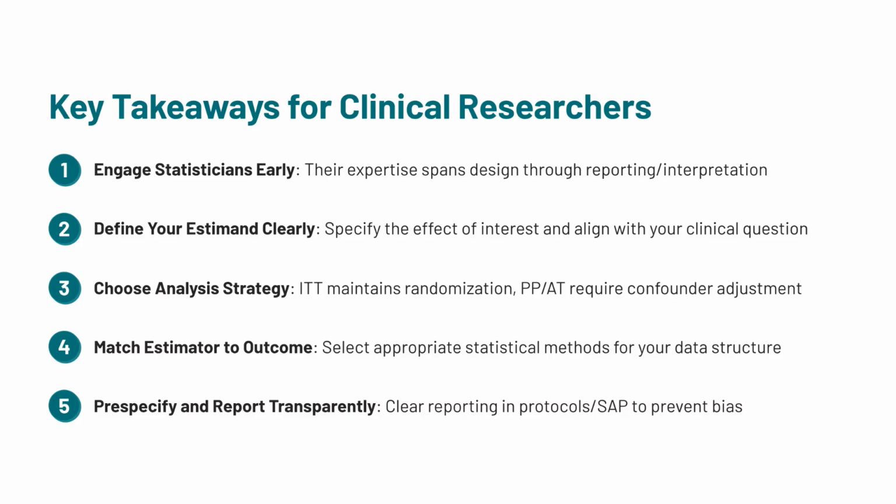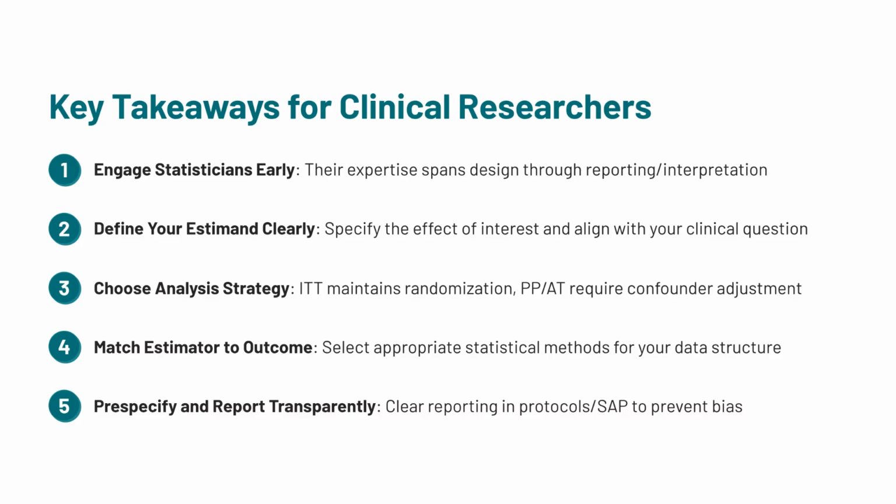3. Choose an appropriate analysis strategy. ITT analyses estimate the effect of assignment and maintain randomization. Per-protocol analyses estimate the effect among adherent participants but require adjustment for confounders. As treated analyses reclassify participants by treatment actually received and are prone to confounding.